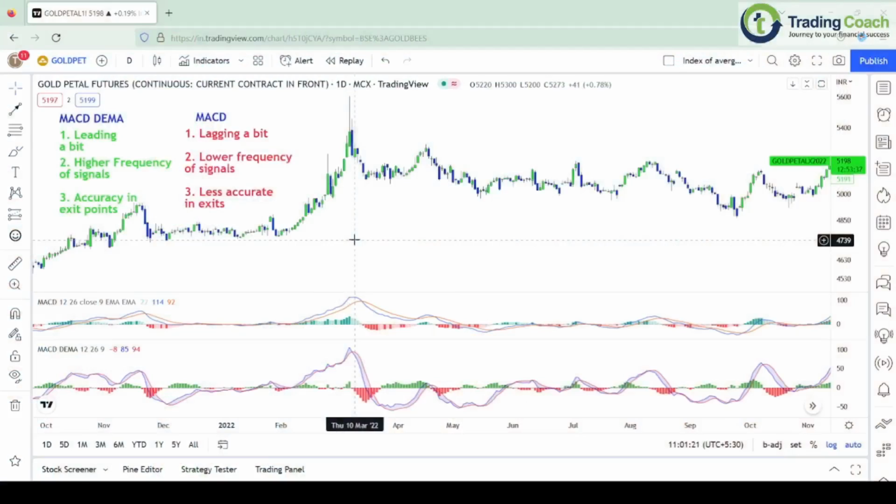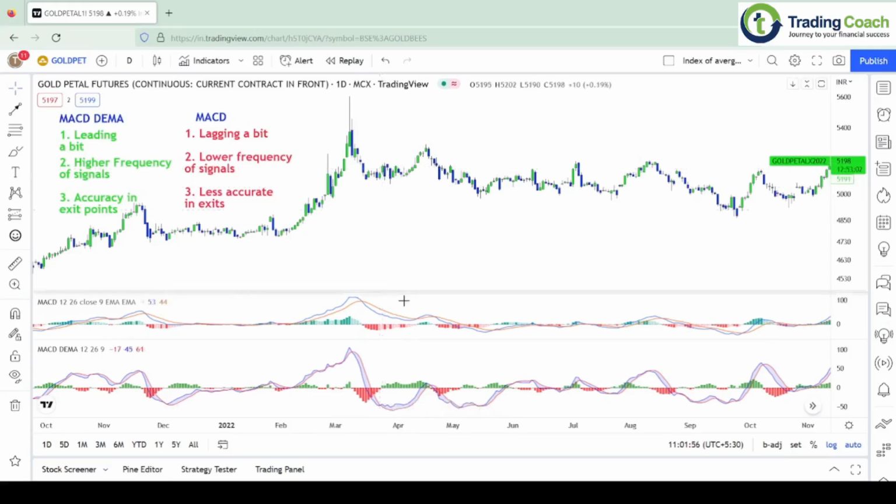And last but not least, here is the most important key point when we compare MACD with MACD DMA. MACD DMA is more accurate in exit points, right? So if you look at these signals from MACD DMA, say for example, we got a sell signal exactly here. We had a crossover, we got a sell signal, and if we have sold this particular gold petal futures here, we got a crossover exactly here. We got an exit point exactly at this level.